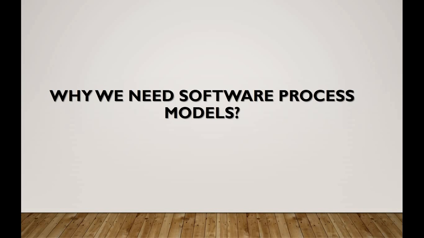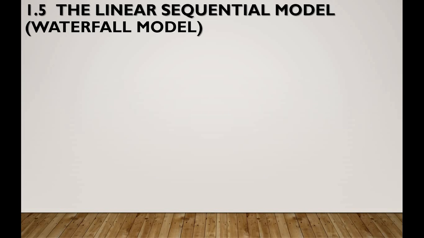Then, this is the reason why we need a software process model. Okay, so let's start with our first software process model, that is the linear sequential model, or we can say the waterfall model. This is the very basic model that uses the SDLC phases.